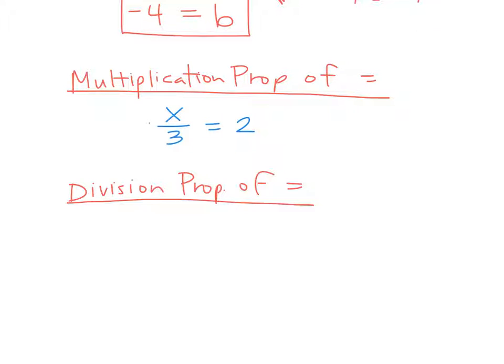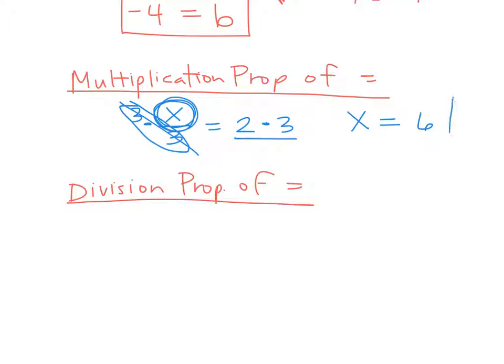Multiplication. So we're going to multiply by 3. And multiply by 3. This is basically now saying 3 divided by 3, which is 1. And multiplying by 1 doesn't change anything. Okay? So on the left side, we have isolated x. On the right side, we have 2 times 3, which is 6. So that's how we're going to solve with the multiplication property of equality.